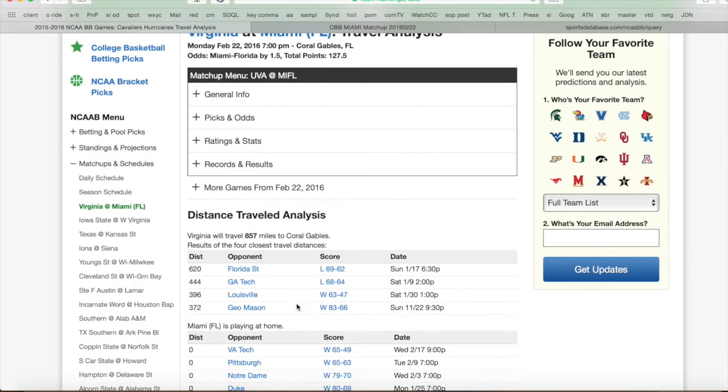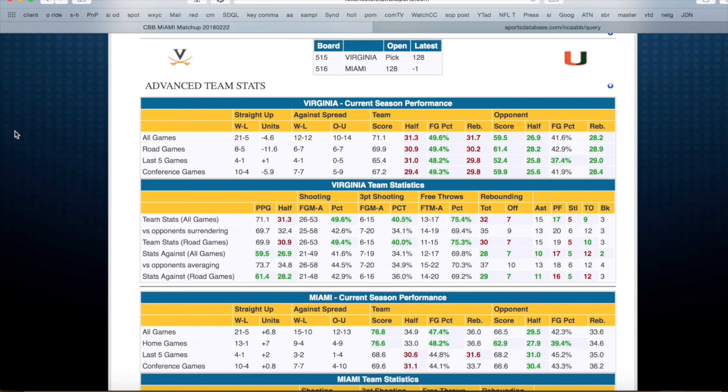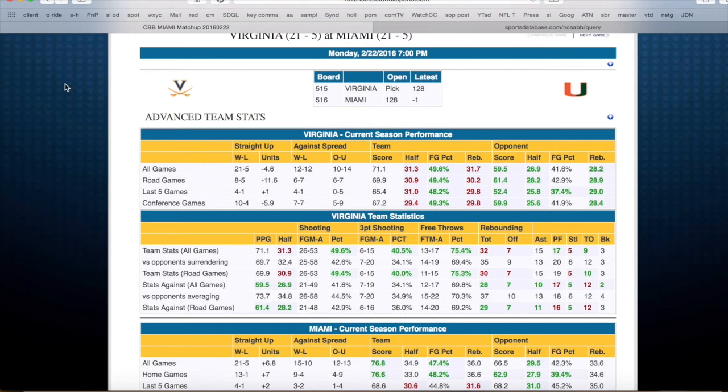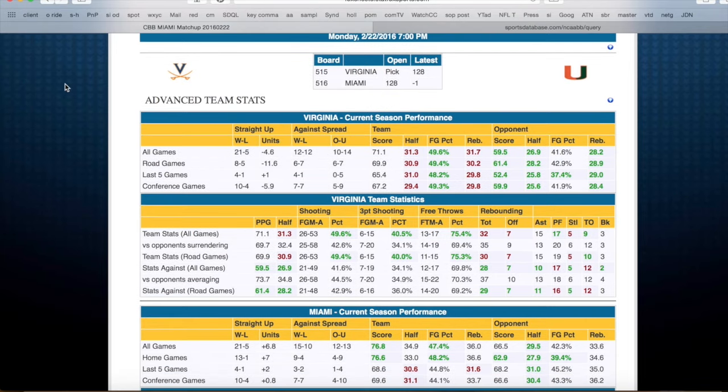Obviously, Miami, being the home team here, hasn't traveled at all. Virginia traveling a full 857 miles. I particularly love this when it comes to March Madness. And by March Madness, I guess technically it just means the NCAA tournament, but also the conference tournaments. When you're talking about any neutral games, also at the beginning of the year, when teams play neutral games, you can see how far a team has traveled. And Team Rankings, probably the absolute best for that.